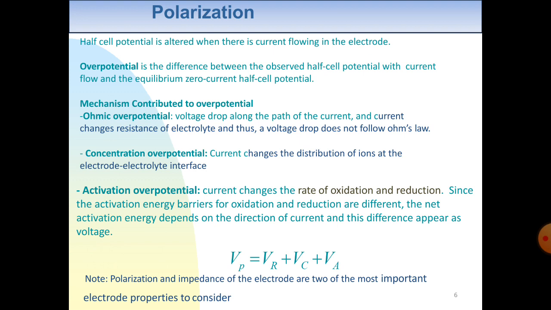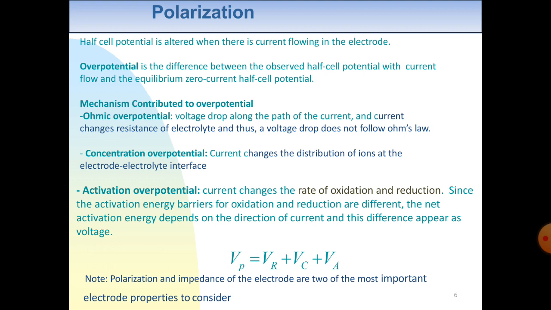So the half cell potential is altered when there is a current flowing in the electrode. Over potential is the difference between the observed half cell potential with current flow and the equilibrium zero current half cell potential. The next is mechanisms contributing to over potential. Ohmic potential: voltage drop along the path of the current, and the current changes the resistance of the electrolyte, and thus the voltage drop does not follow Ohm's law.